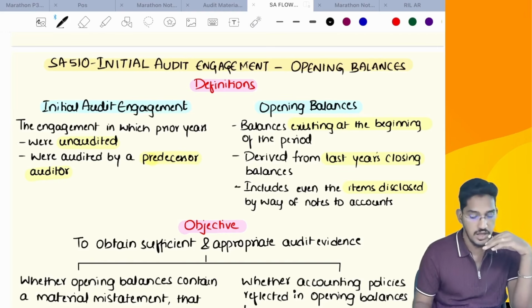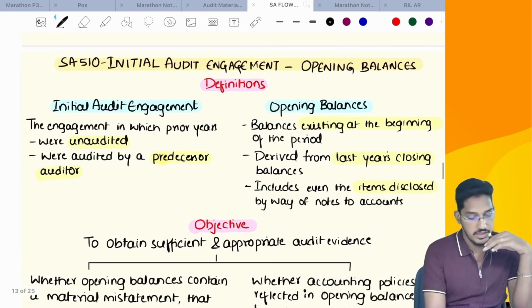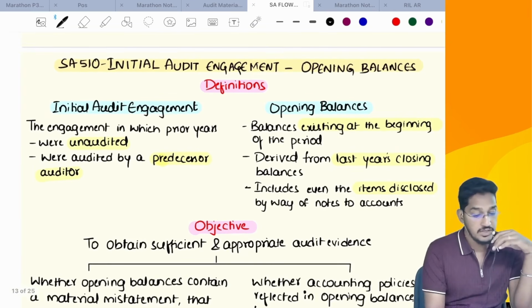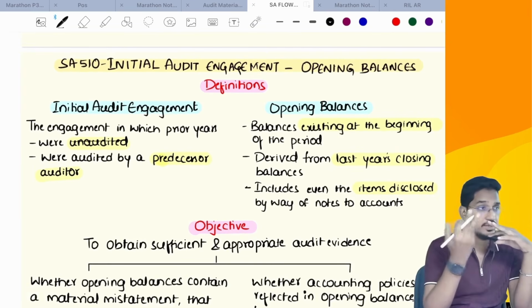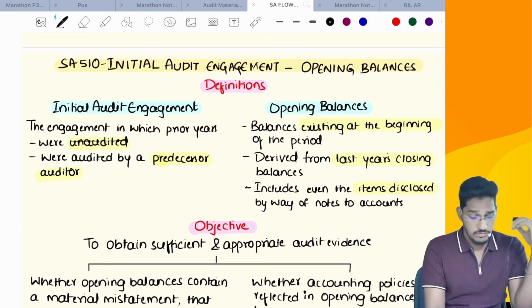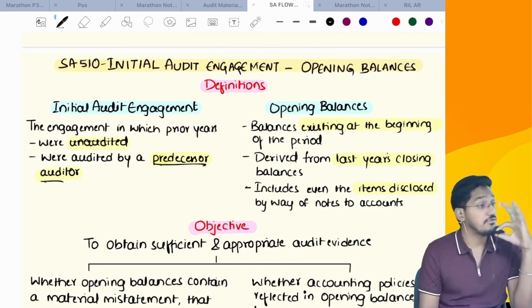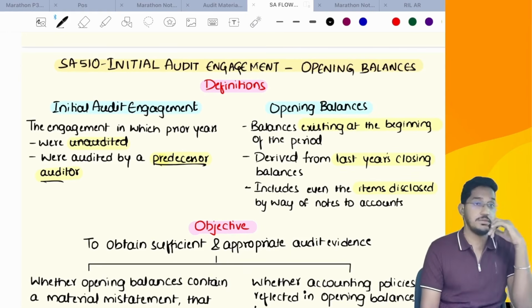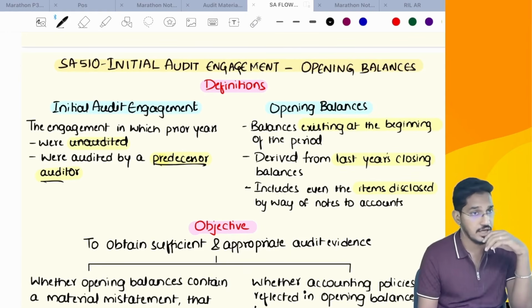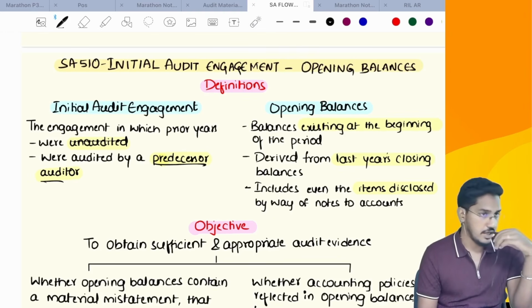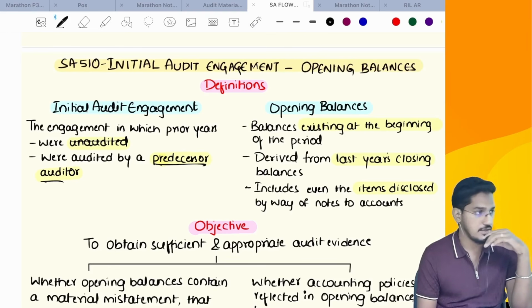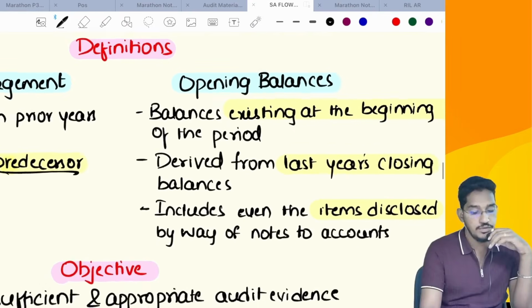This is in simple terms. But how SA 510 defines the term initial audit engagement is: an engagement in which either prior years were unaudited, or prior years were audited but by a predecessor auditor, someone else, not your firm. Someone else has conducted the audit of the previous year. Then also in the current year it will become an initial audit engagement. So either prior years were unaudited, or the current year auditor is different, or the prior year was audited by a predecessor auditor.